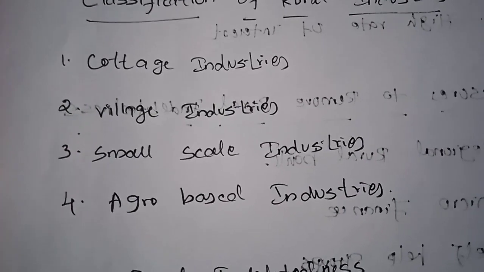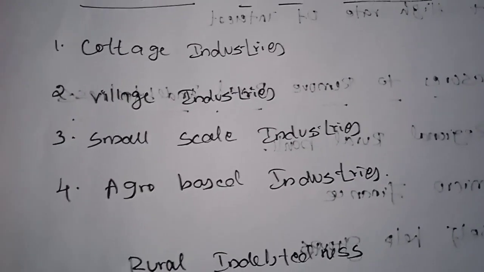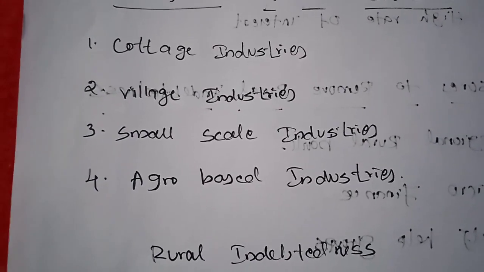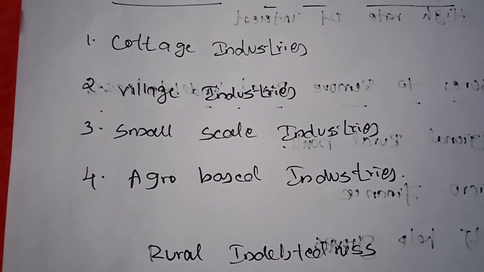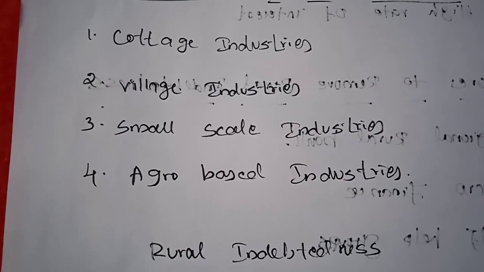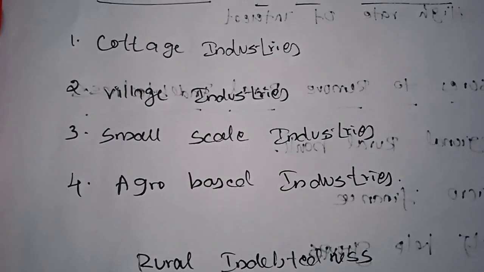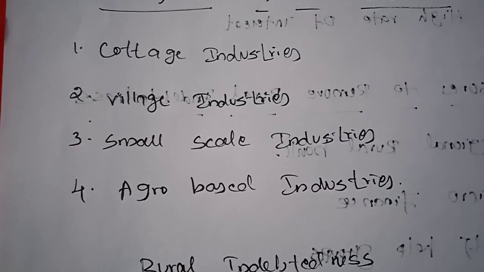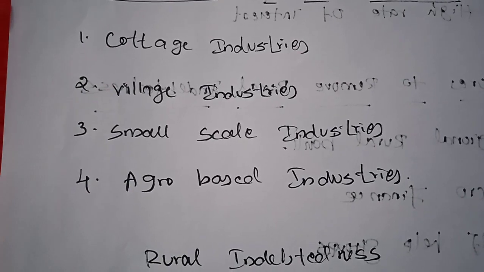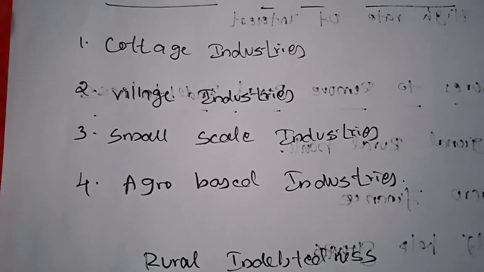Only a little power will be used, so there are no technological machineries to conduct this type of industry, only a little amount of power. Next, these industries usually serve the local market and generally work on orders placed by other industries.